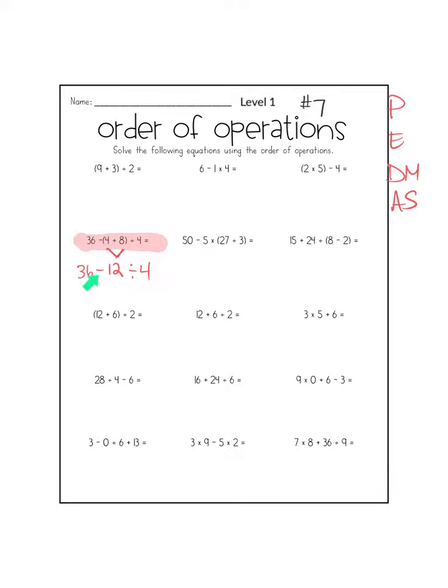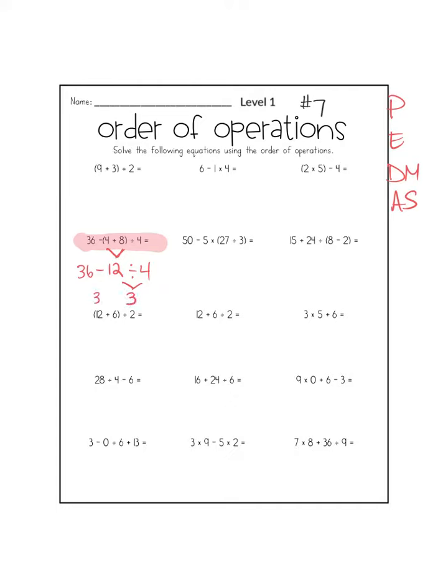Now we need to look at, there's a subtraction and there's a division. So when we look here, we know that the division comes before subtraction. So we do that one first. I'm going to draw my little triangle. 12 divided by 4 is 3.